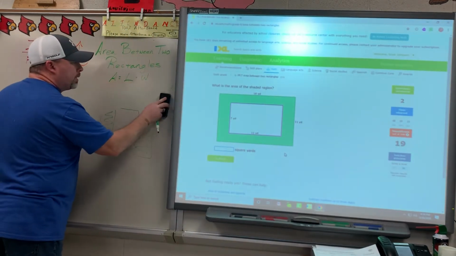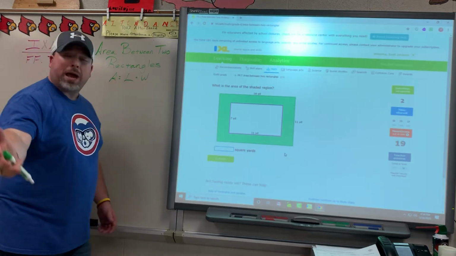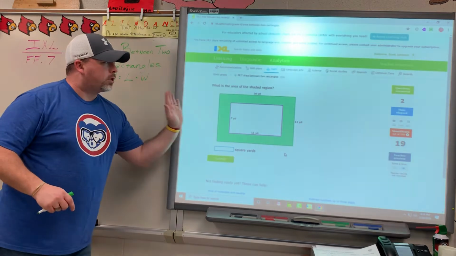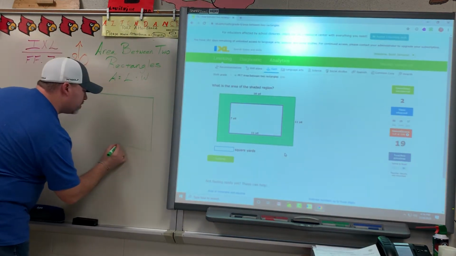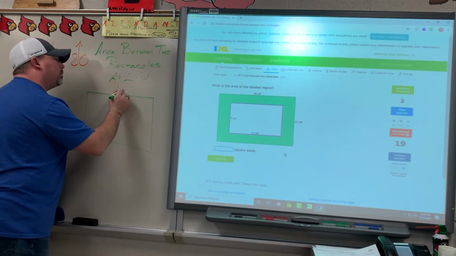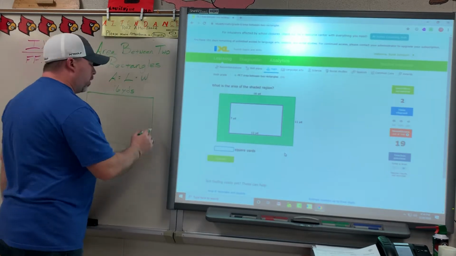Okay? And once again, this should be fairly straightforward for you. I would bet a lot of you can just go get the 100 real easy. We have, now it's gone sideways. So we have a rectangle that has a length of 16 yards and a width of 11 yards.